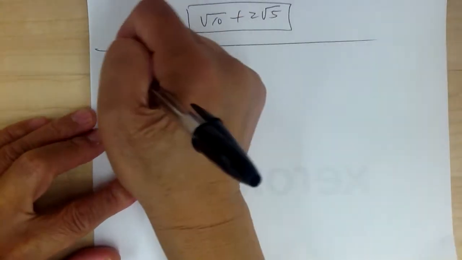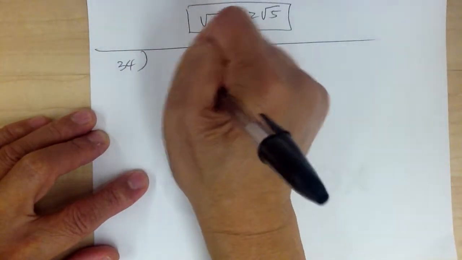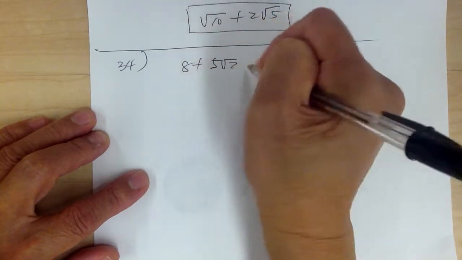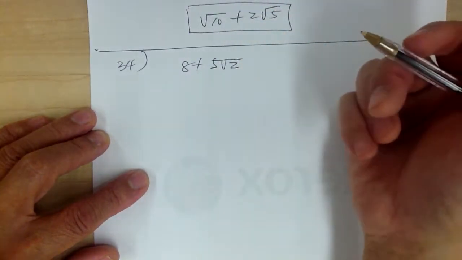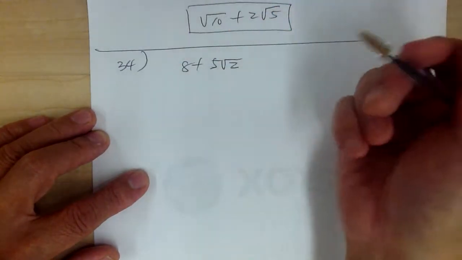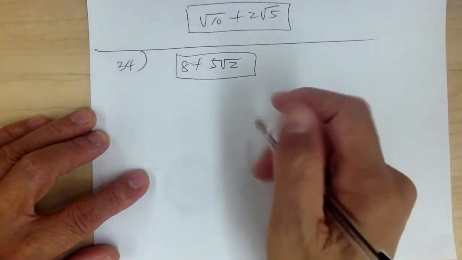Okay, let's go to number 34. Okay, number 34, you got 8 plus 5 square root of 2, and this one cannot be done. Nothing can be done already, so this is it.